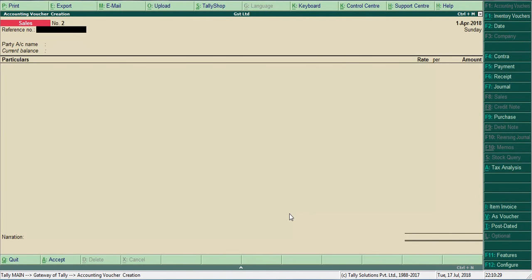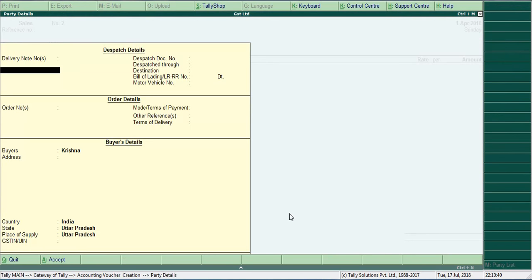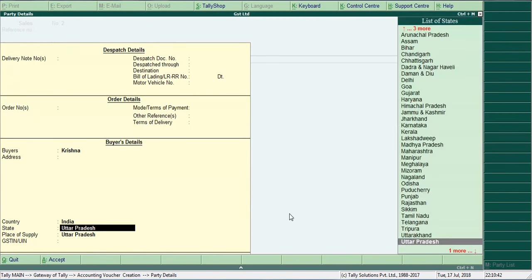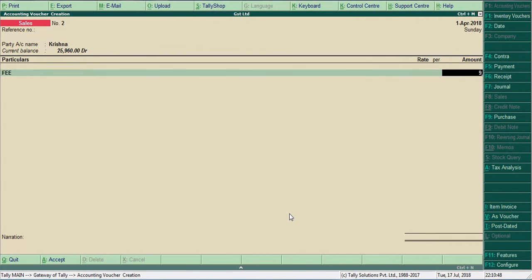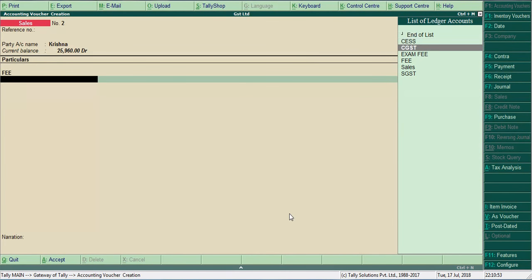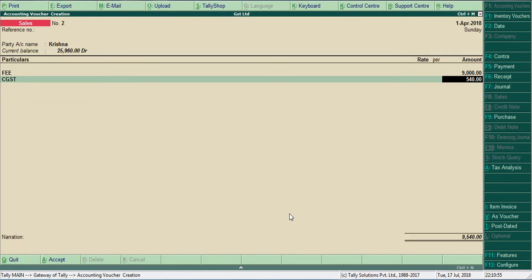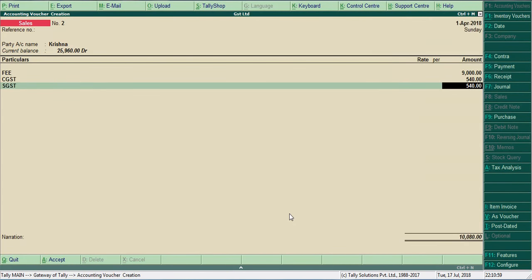Come in accounting voucher, sell. Party name Krishna. Fee. You are receiving fee. Suppose that 9000 rupees you are receiving as fee. And then apply here CGST, and then apply here SGST. Okay.